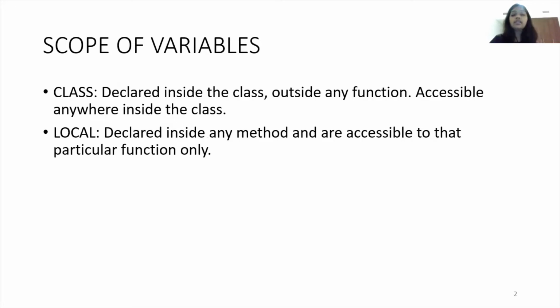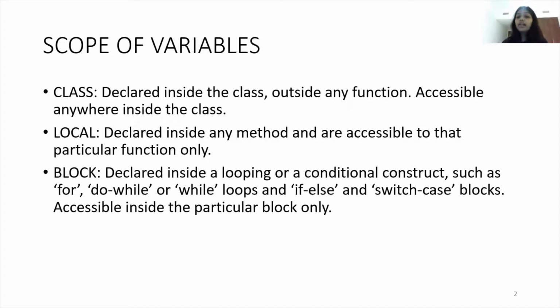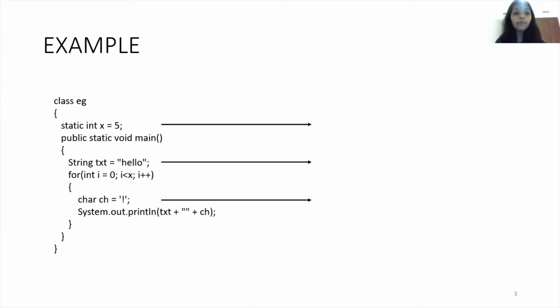A local variable is declared inside any method or function in the class and is accessible to that particular function only. While block variables are declared inside looping or conditional constructs such as for, do, while, or the if, else, and switch case conditional constructs. These block variables are accessible only inside the particular block.